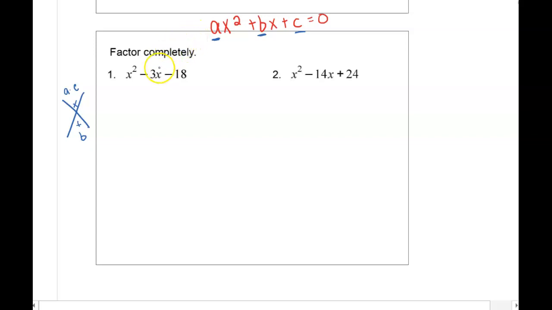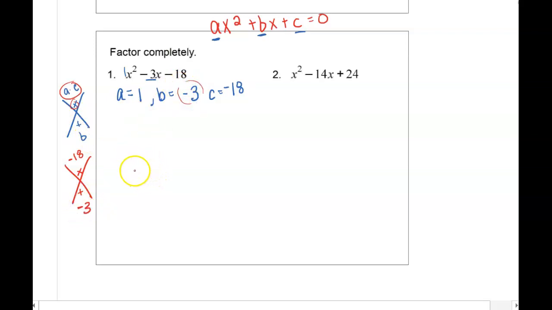All right, so in this case, my a is the coefficient in front of the x squared, which is just a 1. So my a is 1. My b is negative 3. And my c is negative 18. So when I multiply, I want two numbers that multiply to a times c. So a times c is 1 times negative 18, so they multiply to negative 18, and then they add to my b, which is negative 3.